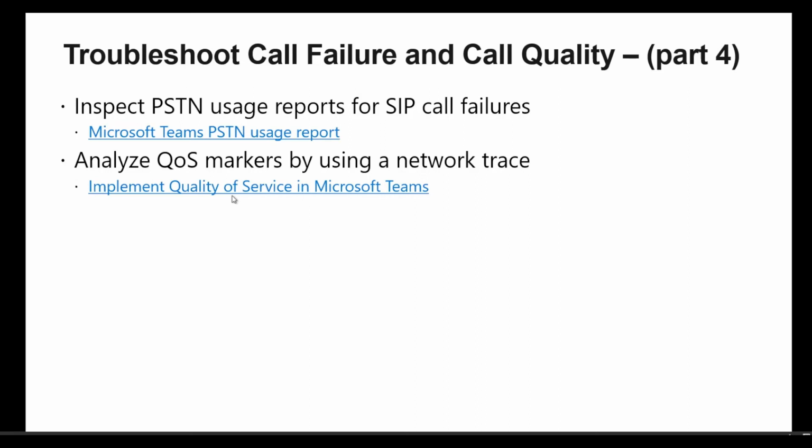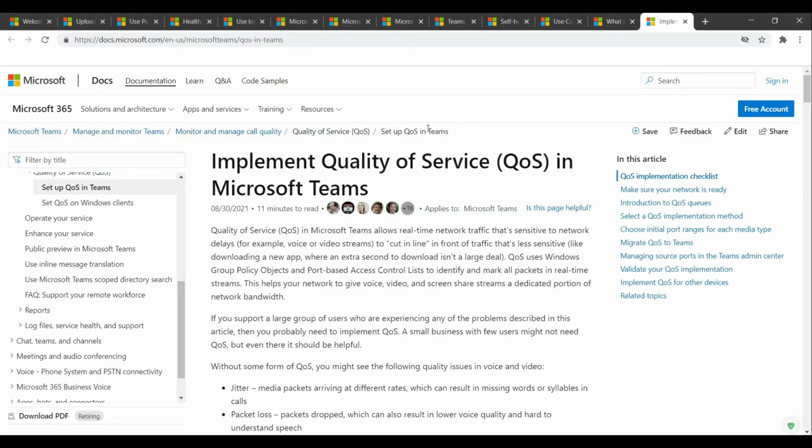Analyze QoS markers using a network trace. This is another area where they may talk about a third-party tool. So things such as Wireshark might come up, or any other network capture technology. Whatever they use, the tool's really irrelevant. They're not really going to pick on you about how to do network captures or packet captures. It's more going to be how do you analyze the packets to look for QoS tagging. So there are several places out there that will show you packet captures and where to look specifically for them.